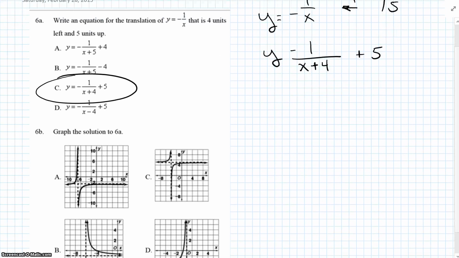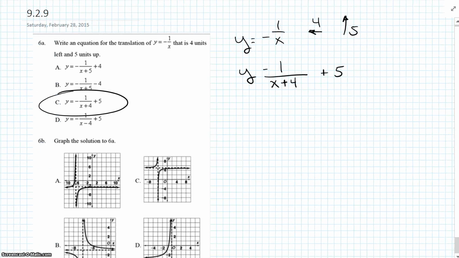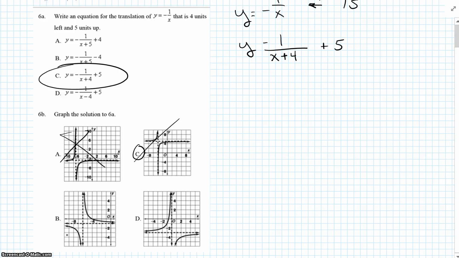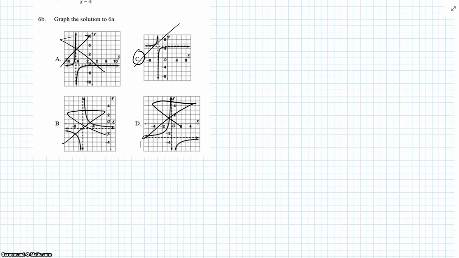Okay, 6b says graph the solution. So we need 4 units to the left and 5 units up. It's a -1, so it's going to be in that quadrant. So C is good. A is in the wrong spot. B is in the wrong spot. And D is in the wrong spot. So the only possible answer is C. All right, and that concludes this section.